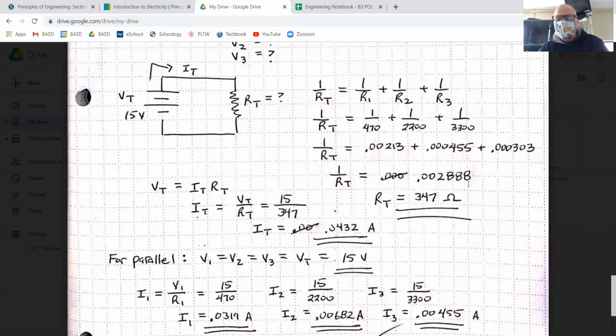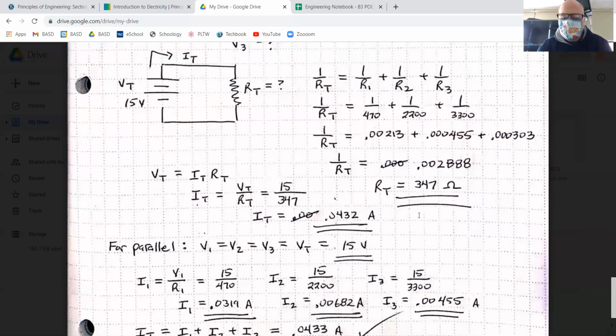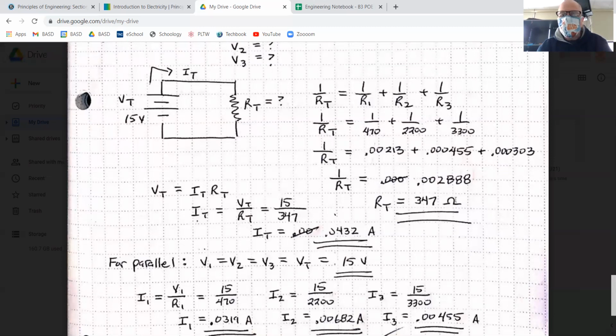0.002888. I rounded off. However, 1 over R sub t is not R sub t. You have to invert it. You have to divide 1 by 0.002888, and I got 347. Notice I'm rounding off to approximately 3 or 4 decimals. I'm very sloppy with significant digits, but it does seem to be somewhat consistent. R sub t, now that we know, is 347 ohms.